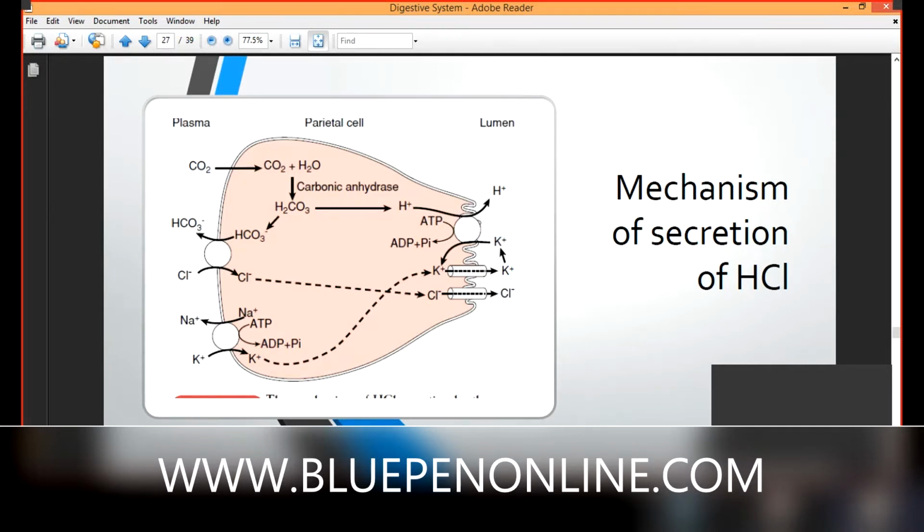So this H2CO3, the carbonic acid, is highly unstable. So it splits into H plus and HCO3 minus, the H plus ions and the bicarbonate ions. This HCO3 minus ion diffuses into the extracellular fluid, and from there the chloride ion enters into the cell.